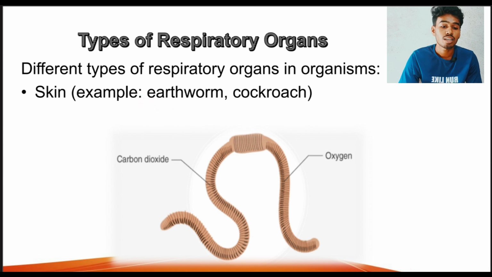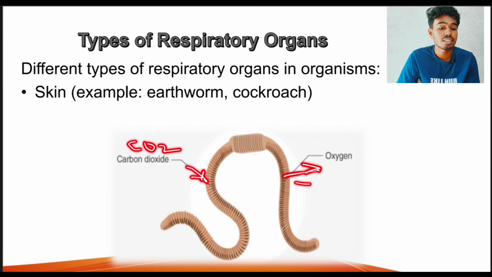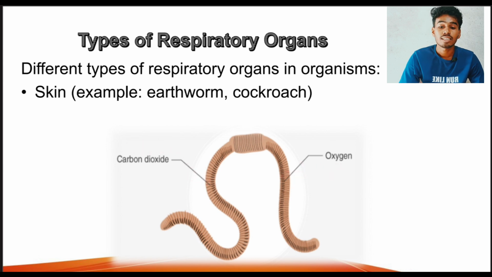As you can see, this image is of an earthworm. The earthworm does the respiration process because it is also a living organism, and it performs breathing through the skin, not from the nose. Through the skin itself it takes in oxygen and releases carbon dioxide. This is how the exchange of gases takes place in the earthworm.